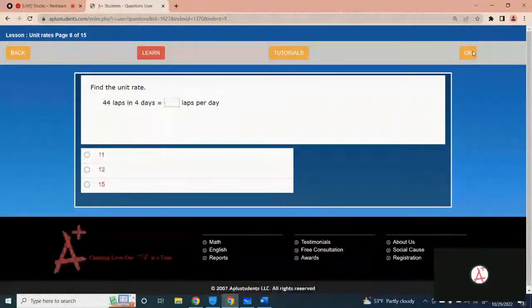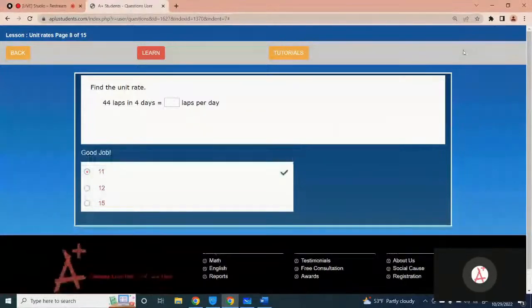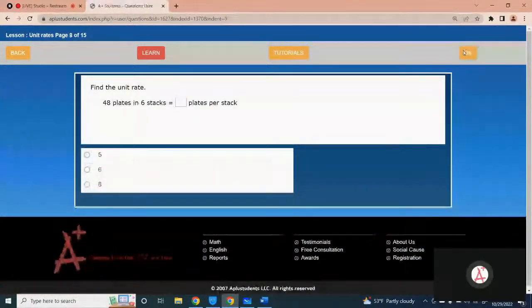Okay, 44 laps in 4 days. So how many laps per day? 44 divided by 4 is 11. That means 11 laps per day. Got it? Okay, 48 plates in 6 stacks.